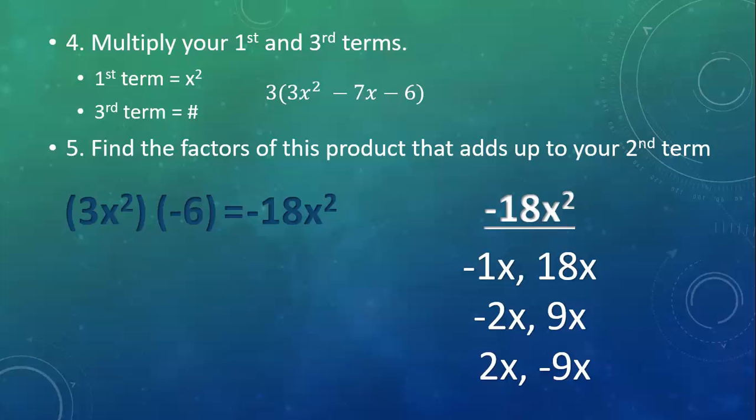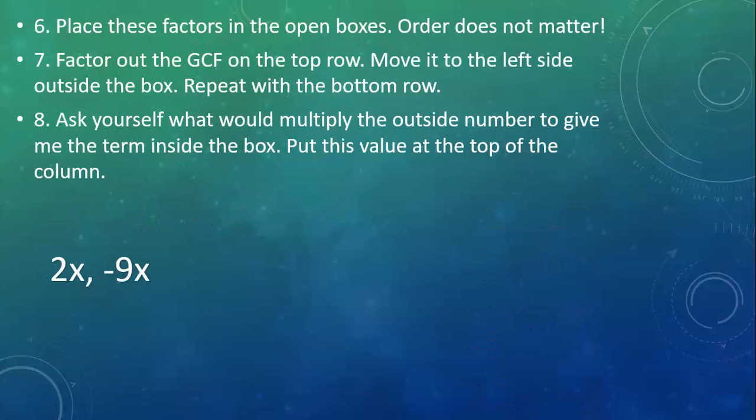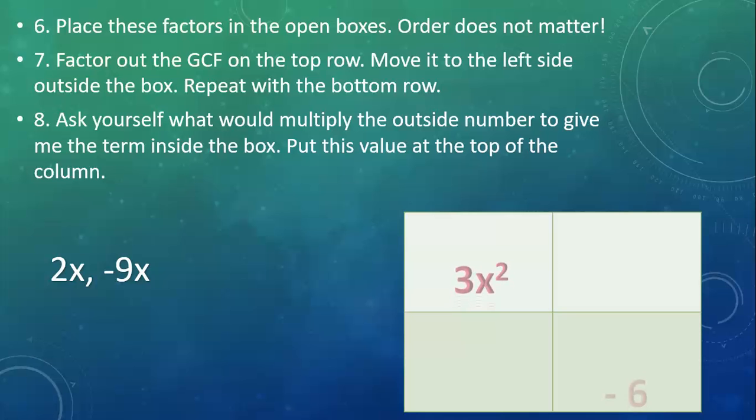So the factors of negative 18, some that I put out, are negative 1, 18, negative 2, 9, 2, and negative 9, with their x's because that's what you're going to use in the box. The factors that add up to be negative 7 are 2 and negative 9x, respectively. What you do now is you're going to place these factors in the open boxes. It does not matter for their order.